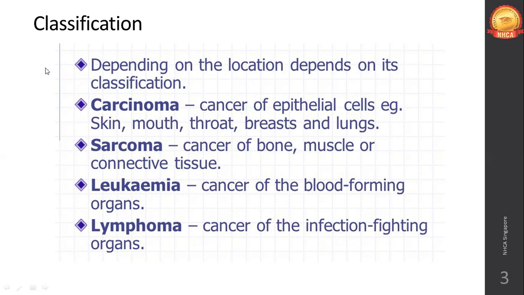Okay, so when cancer happens at the epithelial cells, we call it carcinoma. Okay, and if it is a cancer of bone, muscle, connective tissue, we call it sarcoma. Any connective tissue in general, we call it sarcoma. And if it is the cancer of the blood-forming organs like bone marrow, spleen, okay, we call it leukemia. Okay, and cancer of the infection-fighting organs is called lymphoma. In the lymphatic system, if it happens in the lymph nodes, lymph vessels, okay, we call it lymphoma.